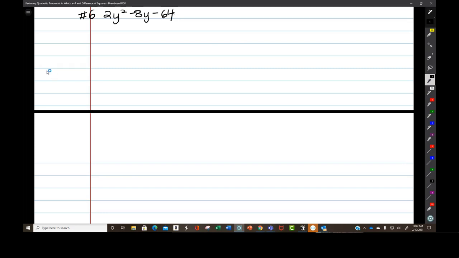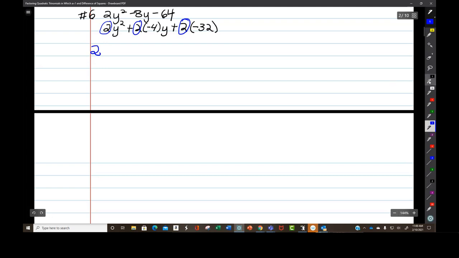So I'm going to rewrite them like this. 2y squared plus 2 times negative 4 times y plus 2 times negative 32. Yes, okay. All right, so that lets me pull out 2 as my GCF for all three terms, my greatest common factor. And then I write the leftovers. Well, I can mark out the 2 if I want to, because I've used it.